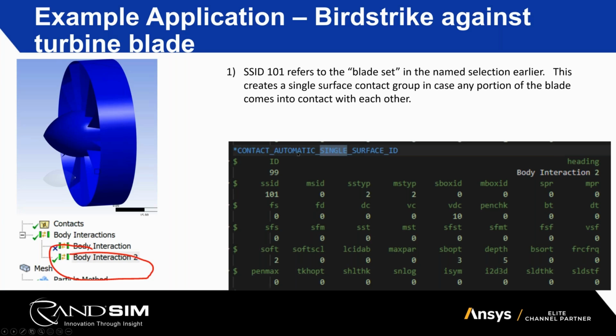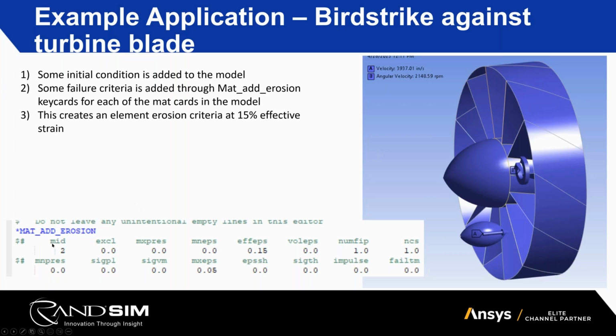That's really what these body interactions would translate to: a single surface contact. It's essentially a blade set. Okay. And then lastly, I'm going to define the failure condition of my turbine blade, which means at what strain, plastic strain value or effective strain value, is my blade going to get close to the area where it's going to fracture and break apart, right?